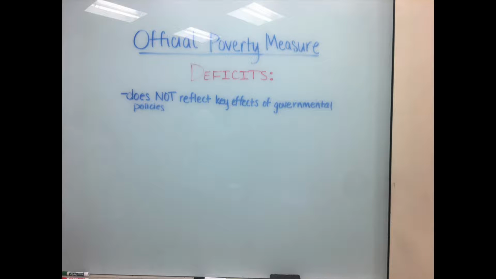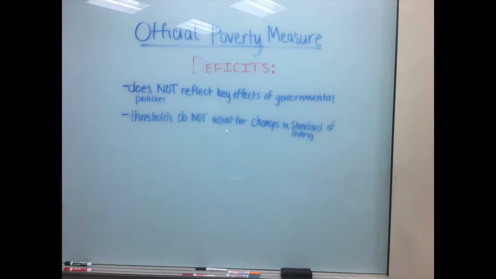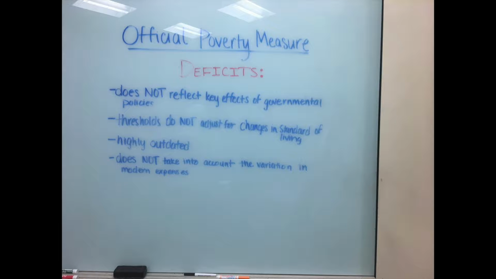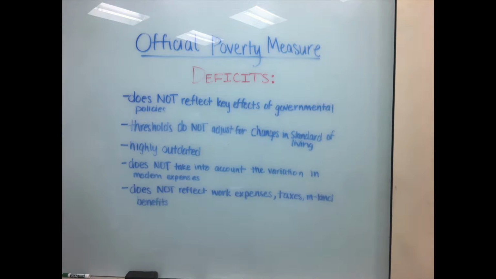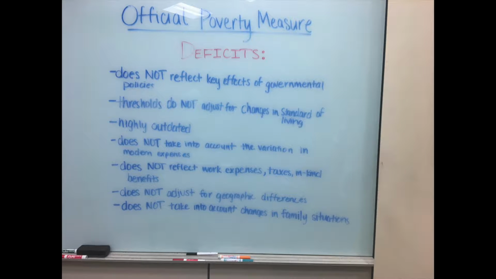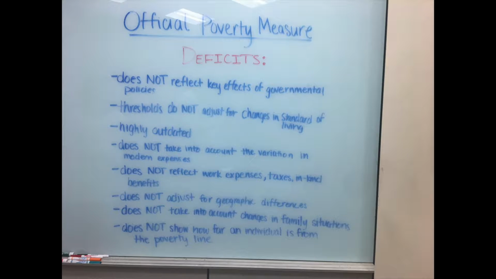The OPM does not reflect the effects of key governmental policies. It does not adjust for changes in the standard of living over time. It is highly outdated. It does not take into account the variation in moderate expenses such as transportation and medical costs. It does not reflect work expenses, taxes, or in-kind benefits. It does not adjust for geographic differences. It does not take into account changes in family situations, and it does not show how far an individual is from the poverty line.